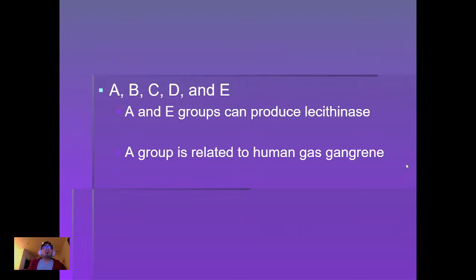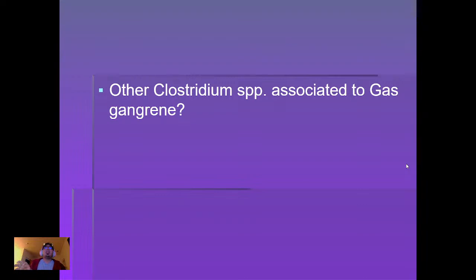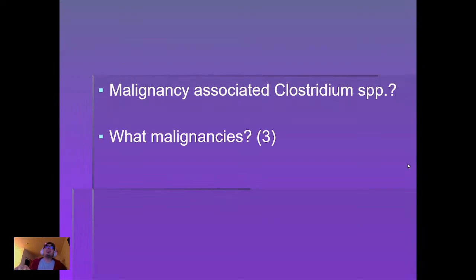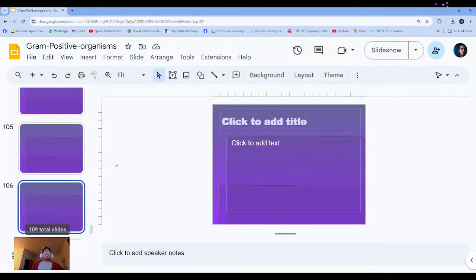The other Clostridium species associated with gas gangrene is Clostridium novyi. Okay? We can also associate malignancies with a certain species of Clostridium, which is Clostridium septicum. And there are 3 types of malignancies: breast cancer, colon cancer, and leukemia. Clostridium septicum. Okay? That is the end of our discussion.